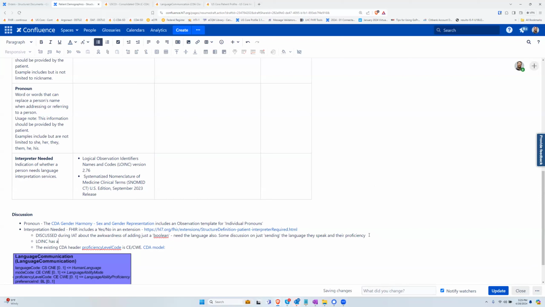Let me just add to that. In some states, it's a legal requirement, and the state decides if the person needs an interpreter. And if the state decides you do, even if you have to fly somebody in, you have to do it. I put the LOINC code in the chat.